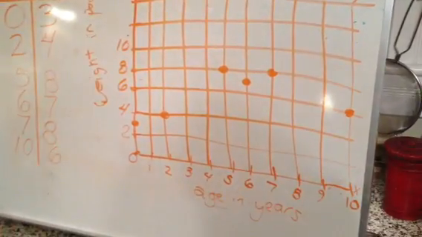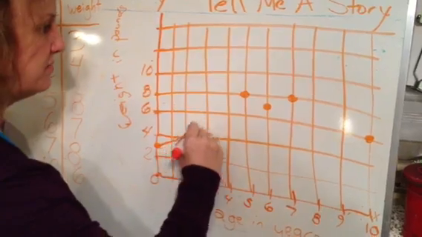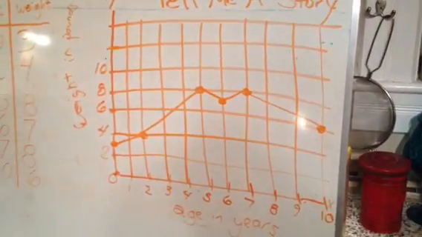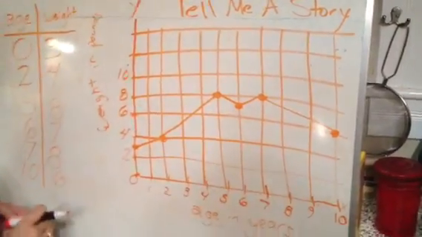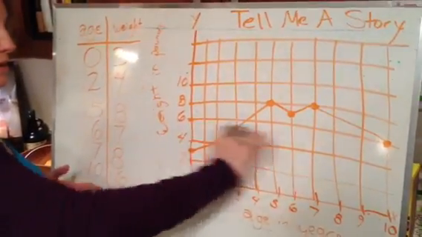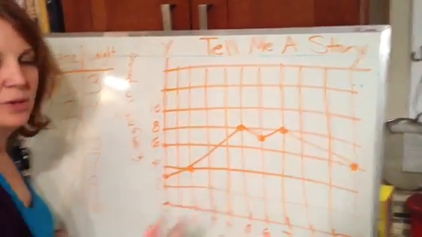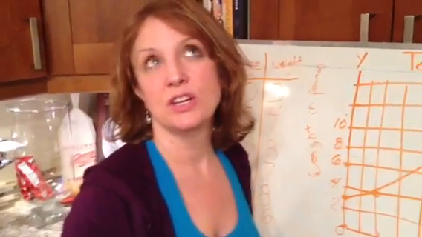So we have these points. Well, it's not a complete graph until we connect the dots. So now you can see the story of Ruff's life and the amount of pounds he weighed over his life. So it went up, it dipped a little, it went back up, and then it went down again. And that's it.